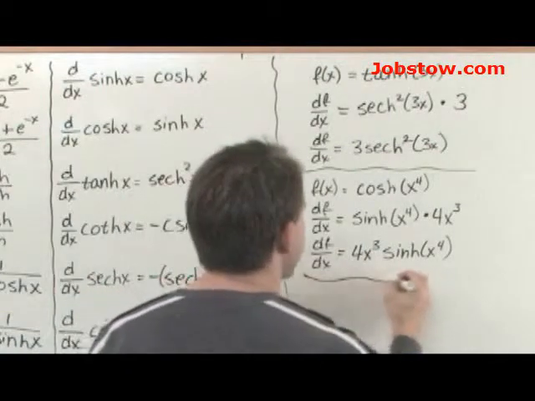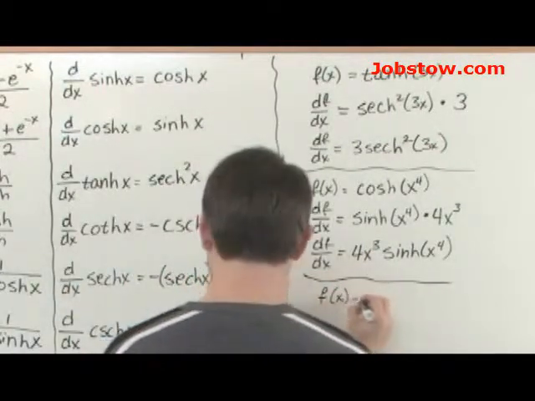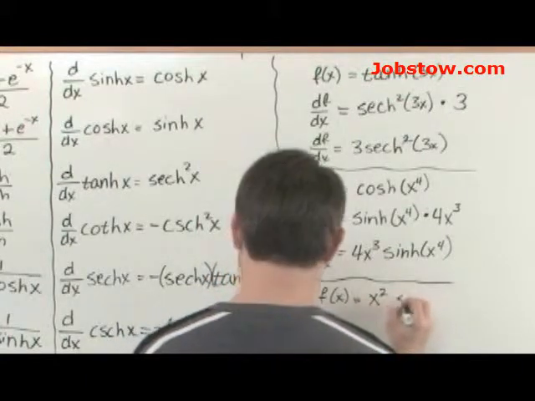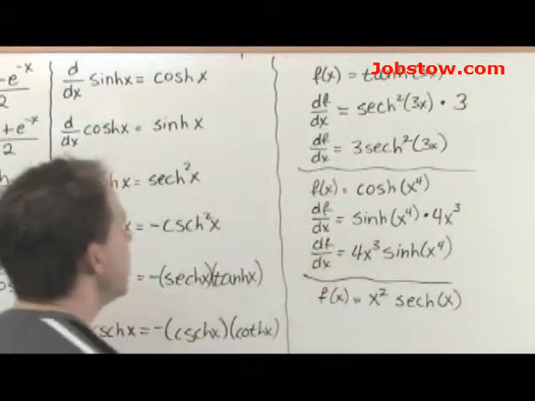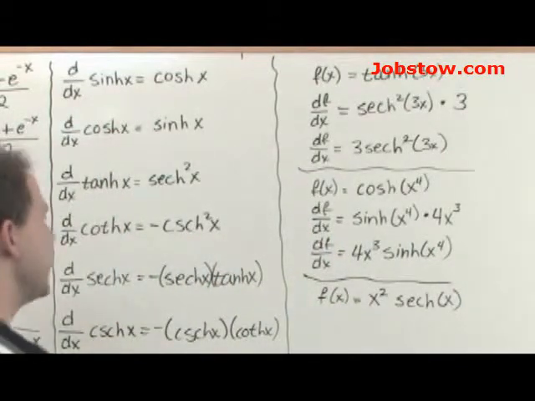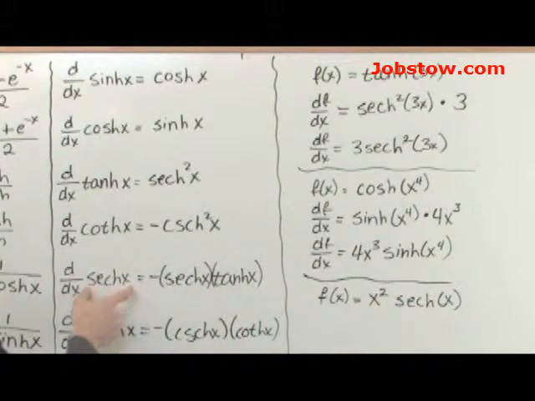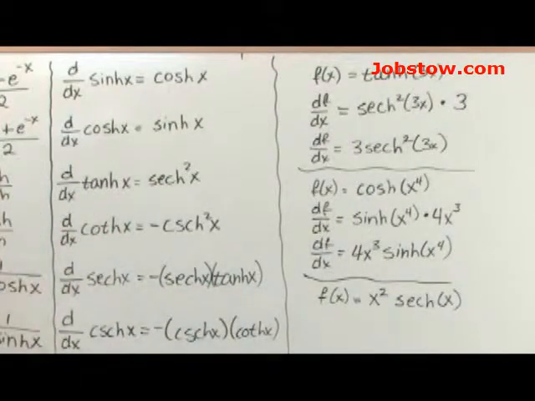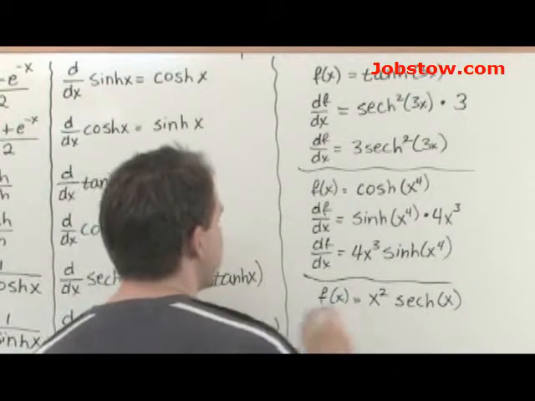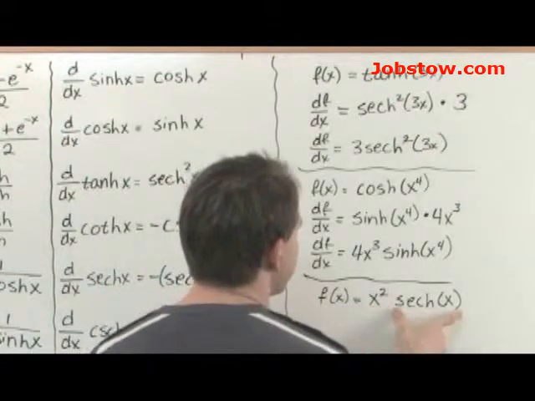Okay, now let's go ahead and do another one. What if my function was f of x is equal to x squared times the hyperbolic secant of x? Now here the problem is a little bit different. I know that I have this hyperbolic secant, and I know what the derivative of this is. The derivative of hyperbolic secant is negative hyperbolic secant times hyperbolic tangent, so I know that, but I have x squared out in the front here, so this is a function of x multiplied by a function of x.